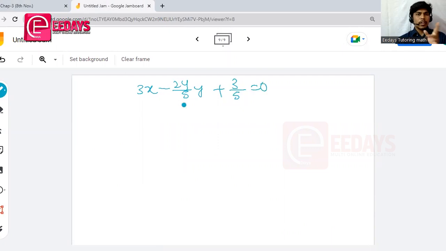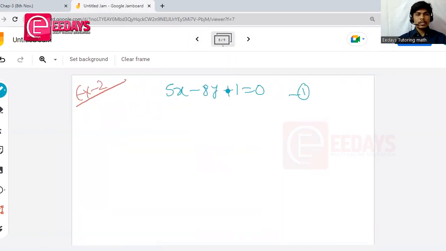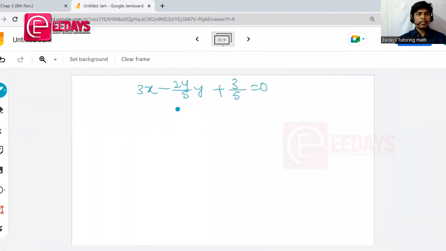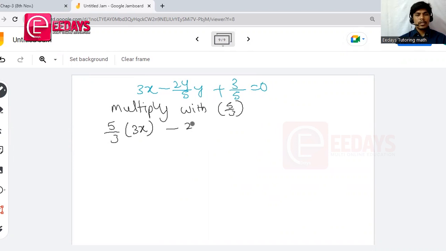Here, in the previous question they were normal numbers 5, 8, 1, but here they are in fractions, so we want to remove the 3 by 5. Multiply with 5 by 3 and the whole equation you will get. So let's multiply 5 by 3 into 3x minus 24 by 5. I'm multiplying 5 by 3 with each and every term: 24 by 5 into y plus 3 by 5. First I'm writing 5 by 3.